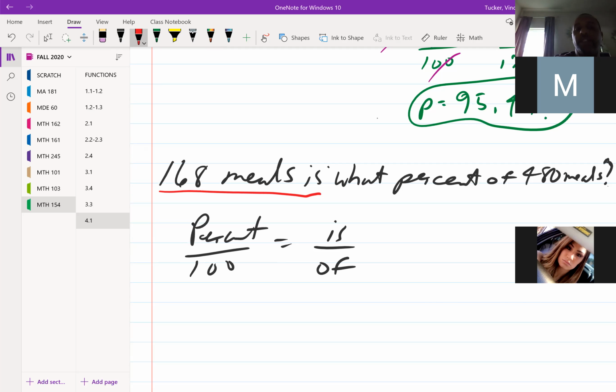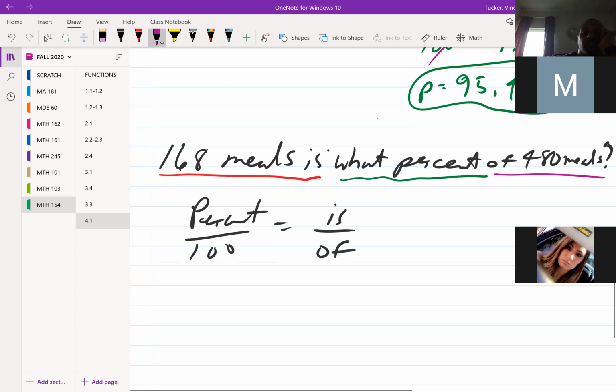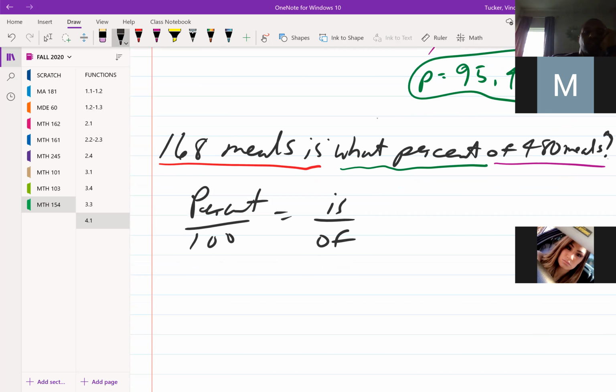So 168 is connected to is. Notice we have what percent is right here. And then of is 480. All right. So that would be your percent over 100 is equal to 168 over 480.